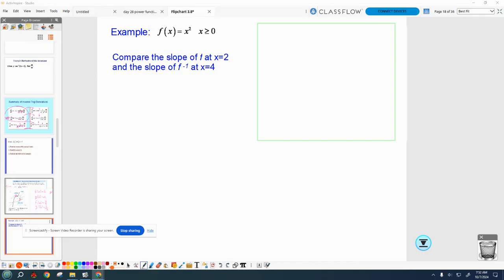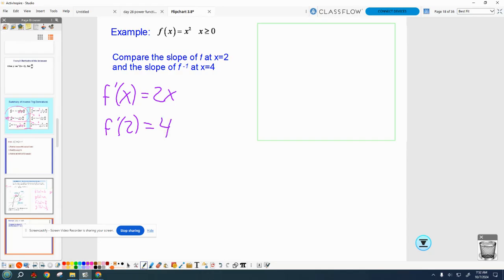Compare the slope of f at x equals 2. So Franco, how do I find the slope of f at 2? Power law. Okay. So what am I gonna say? f prime equals 2x. Yeah, f prime. And how do I find f prime at 2? Plugging 2 for x, so you get 4. Okay.